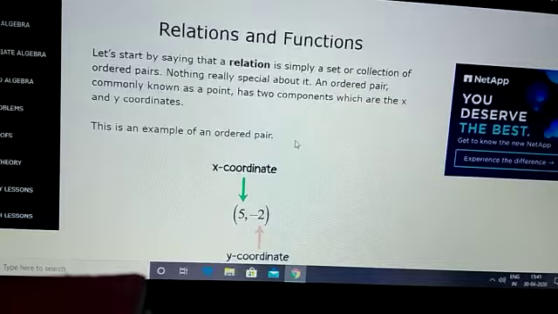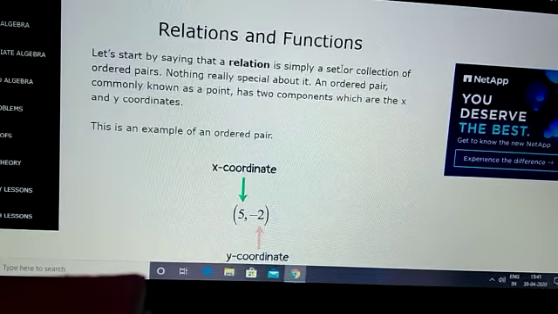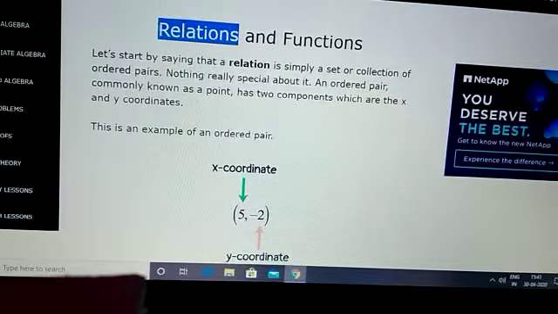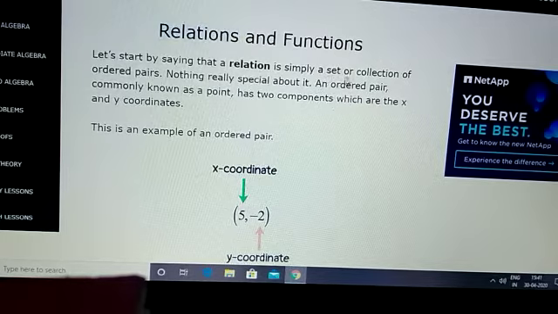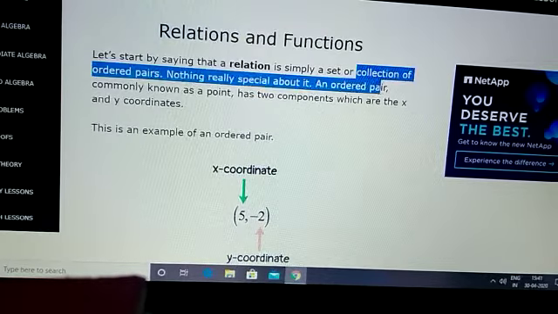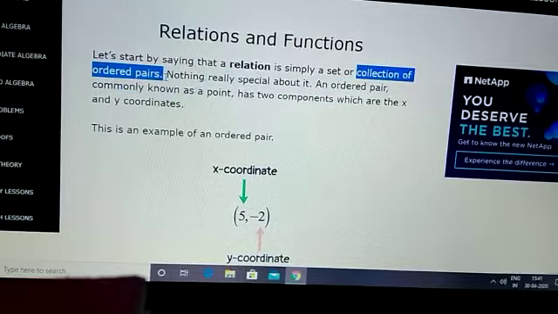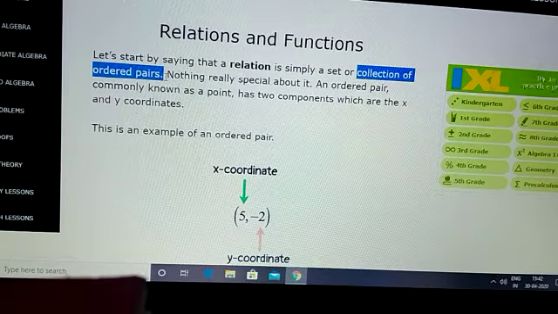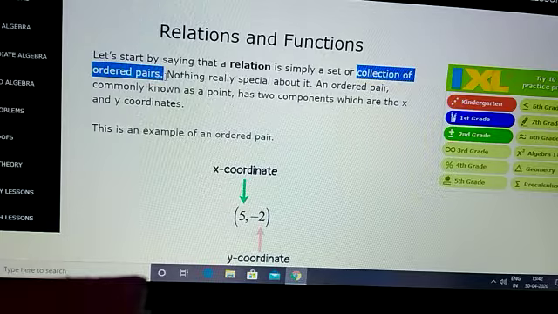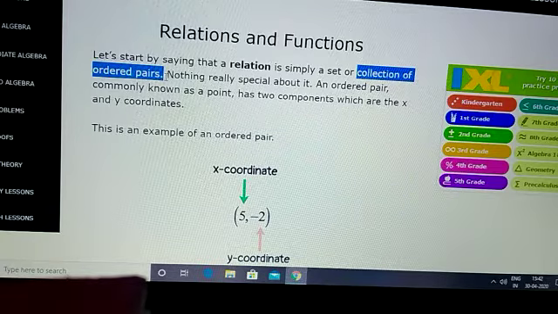Today we will start a very important topic, which is relations and functions. So now the first question is, what is a relation? A relation means a pair of two things. It's a very simple definition: a collection of ordered pairs. That's it, there's no need for any kind of confusion. Just a combination of two things is known as a relation.